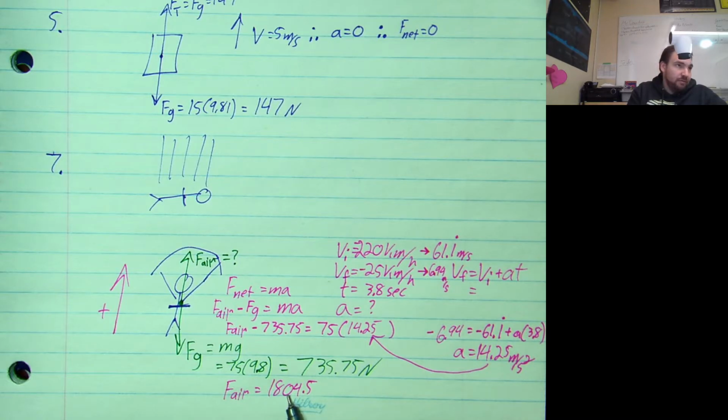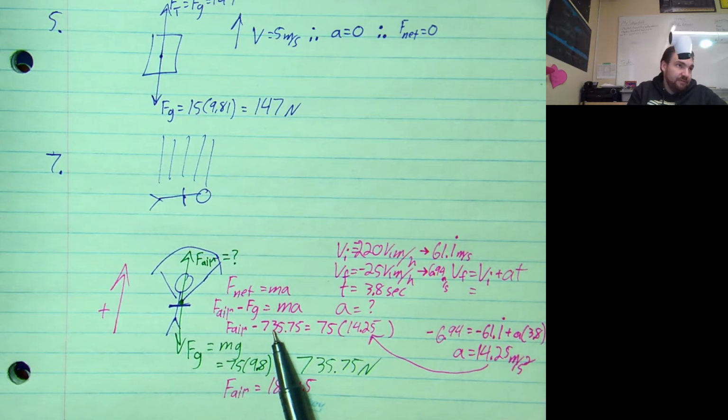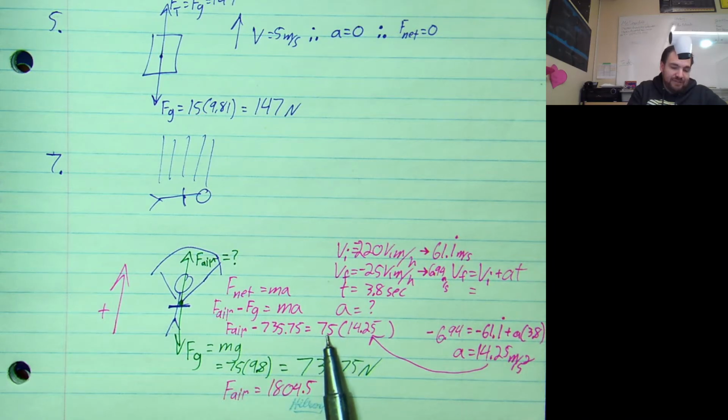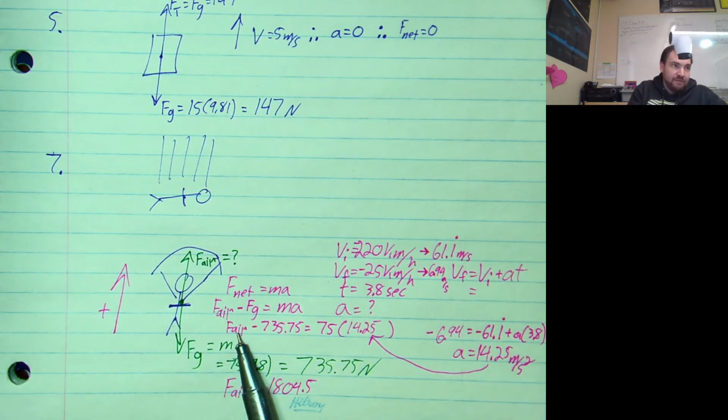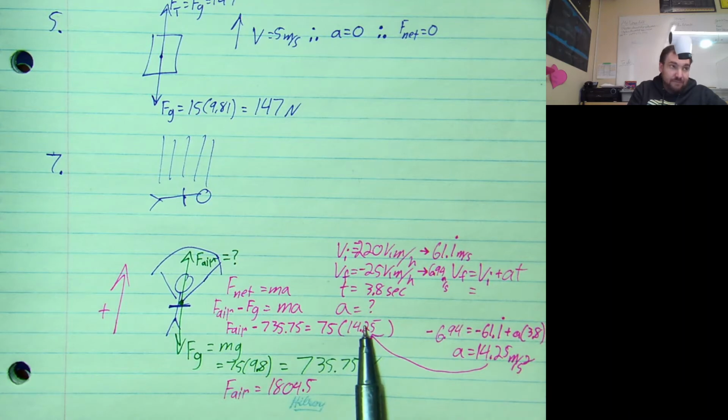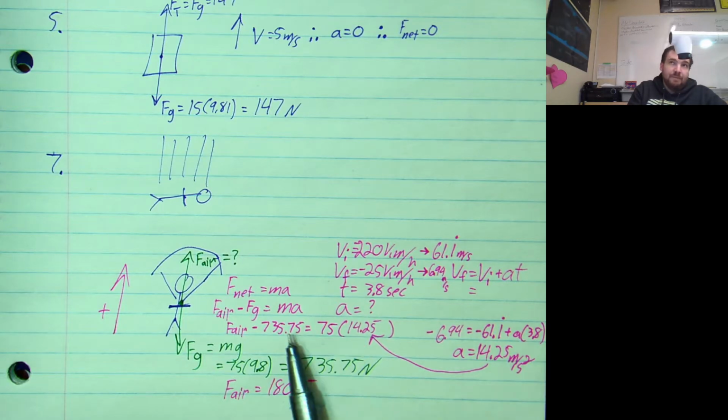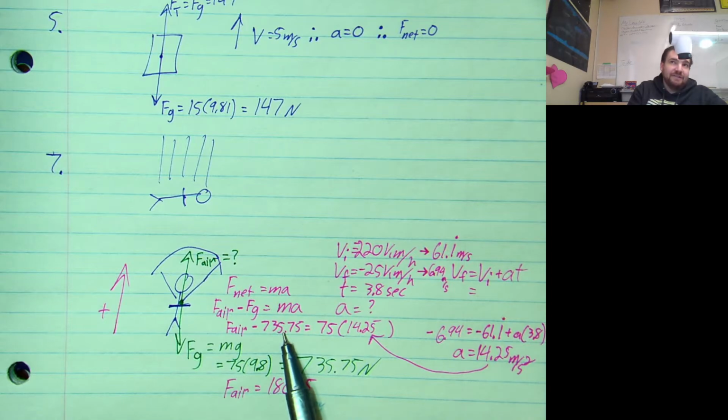1,804.5. I don't know, Storm. Did you add this value over or did you subtract it? I subtracted. You were solving for F air. Punch it in again. 75 times 14.25 is 1068.75, plus, since we're solving for F air, you have to add this over. Okay, I see. Add the 735.75. Yeah, that's where I went wrong. There you go. Thank you.